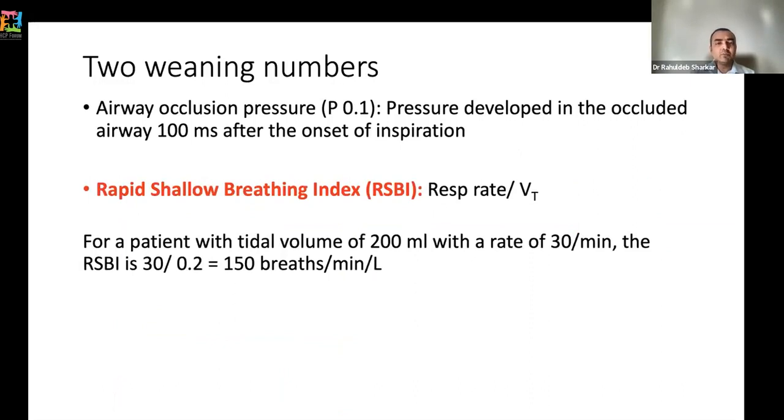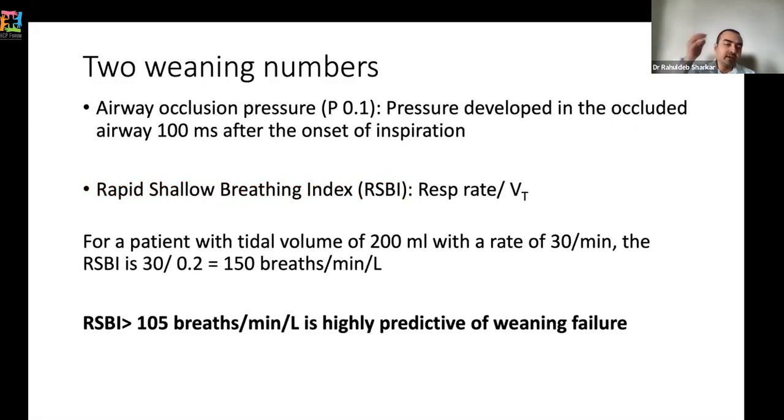And then the rapid shallow breathing index. It's a very easy exam question. It is essentially respiratory rate divided by tidal volume. And therefore, for a patient with a tidal volume of 200 mL with a rate of 30, the RSBI is 150. It's just basic arithmetic. And the number we are looking for is 105 breaths. If it's more than 105 breaths per minute per liter, it's highly predictive of weaning failure, because the patient is breathing too fast to generate too small a tidal volume. They're not ready. So RSBI is another one that is often used in exam questions, and it is easy to remember and answer.